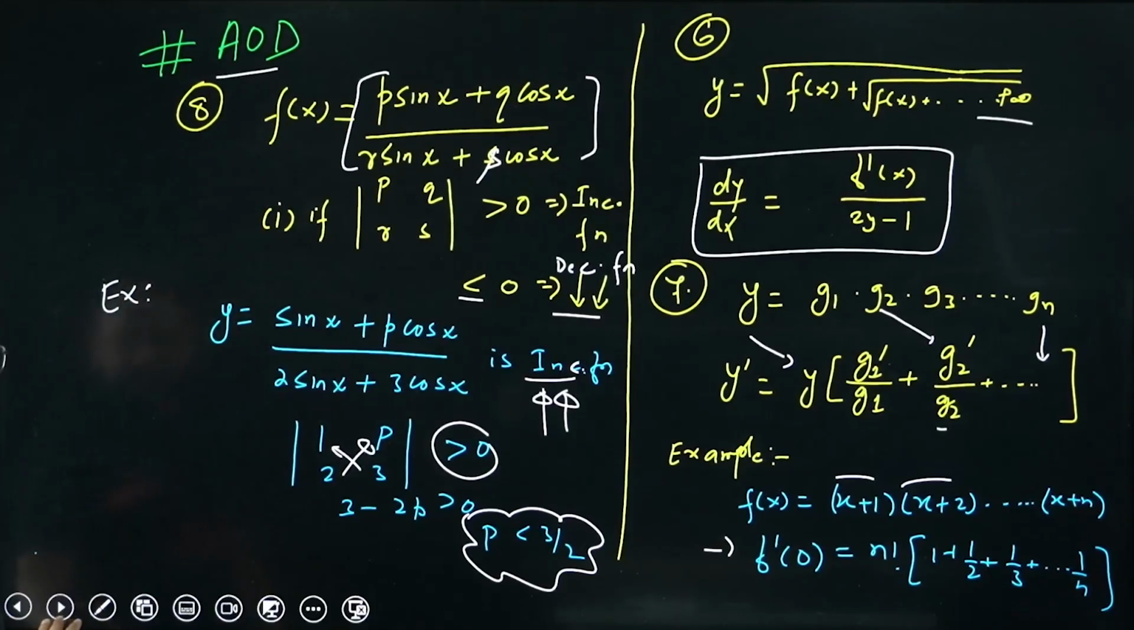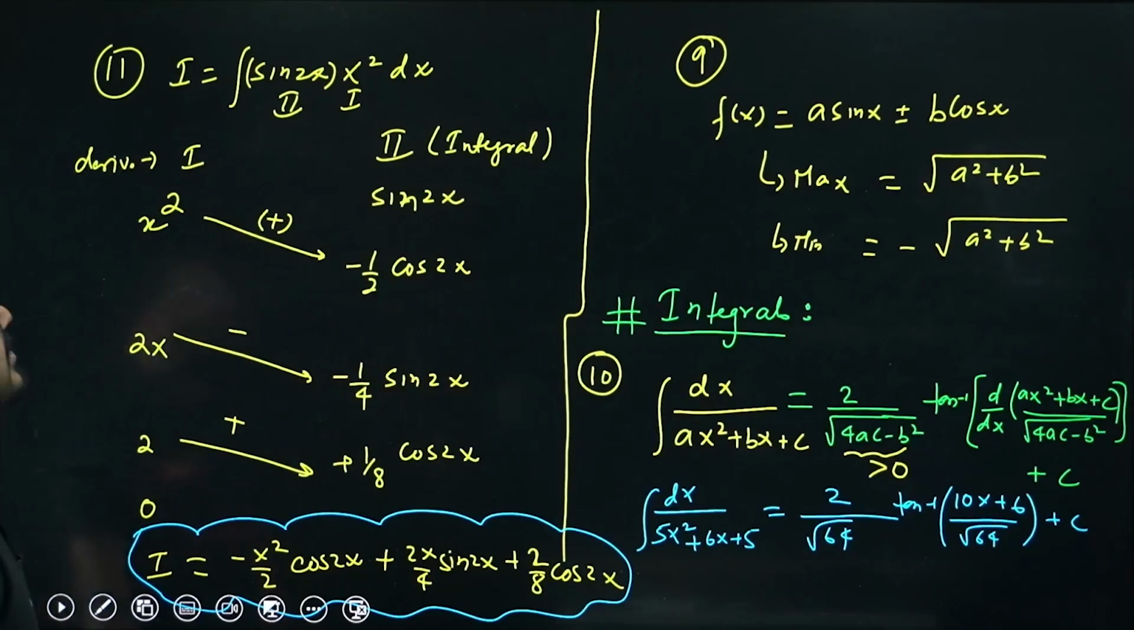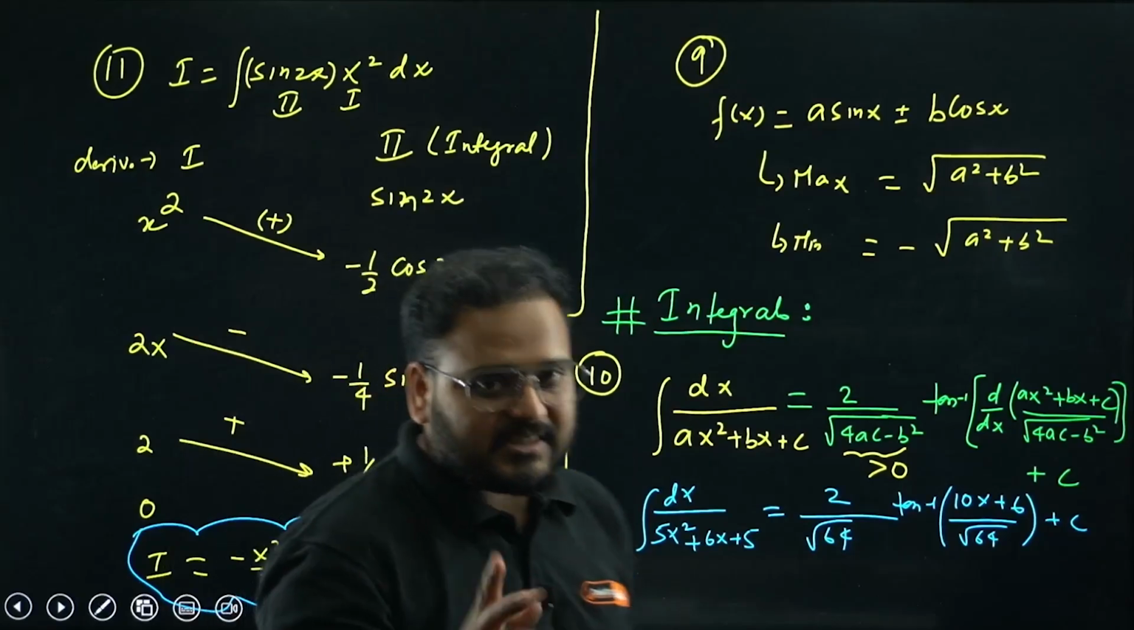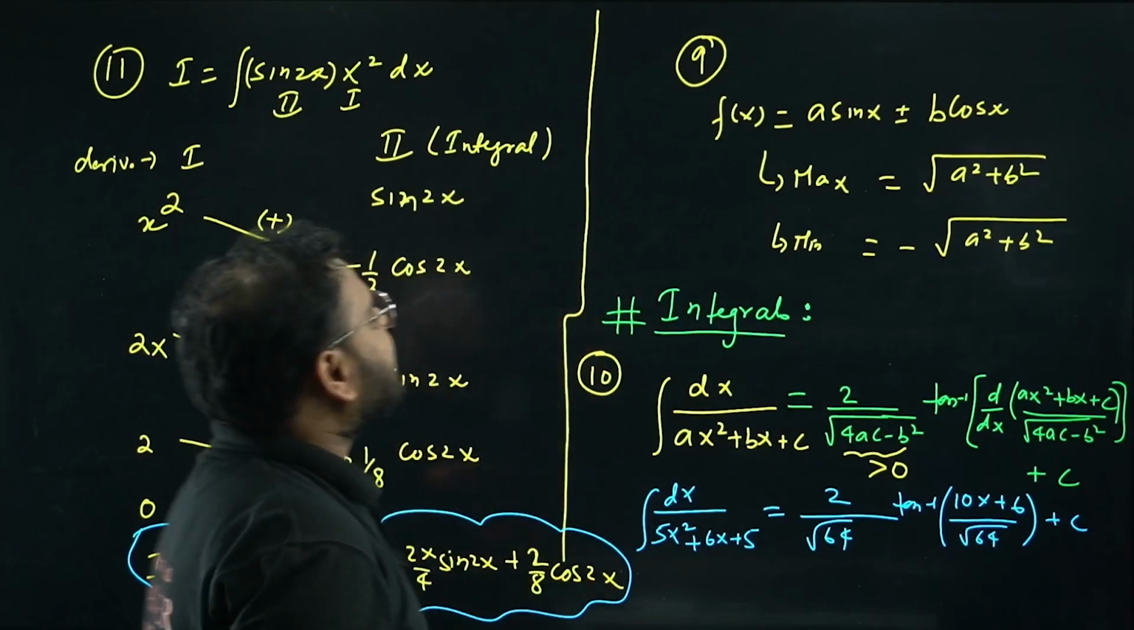Okay, AOD is done. Trick number 8 is done. Trick number 9. In total, I've taken 20 tricks. We'll see that right now. The ninth one is again from the derivative.